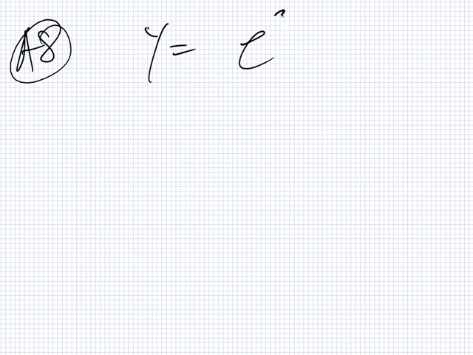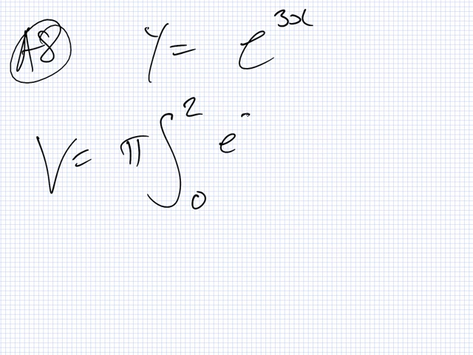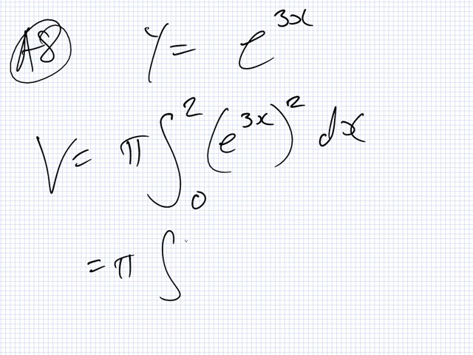Okay. The curve y equals e to the 3x. You rotate it about the x-axis. Find the volume formed between x equals 0 and x equals 2. So the formula is the function squared and then integrated. So that just means we have to integrate the function e to the 6x when we square it. We just multiply the power by 2.